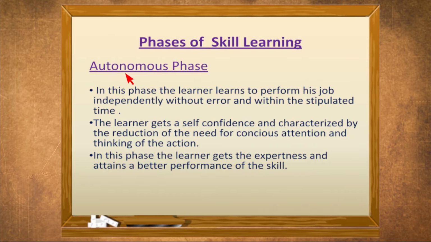Next, autonomous phase. In this phase, the learner learns to perform his job independently, without error and within the stipulated time. The learner gets self-confidence, characterized by a reduction in the need for conscious attention and thinking of the action. In this phase, the learner gets expertness and attains a better performance of the skill.